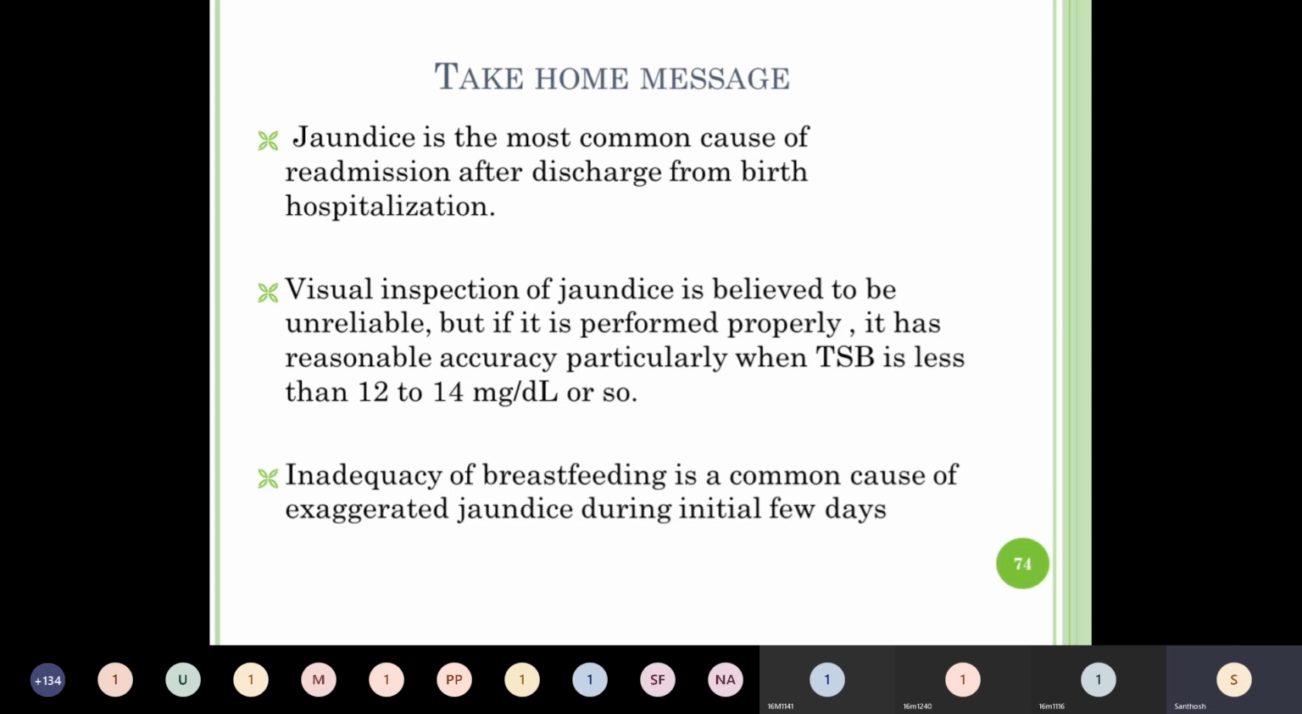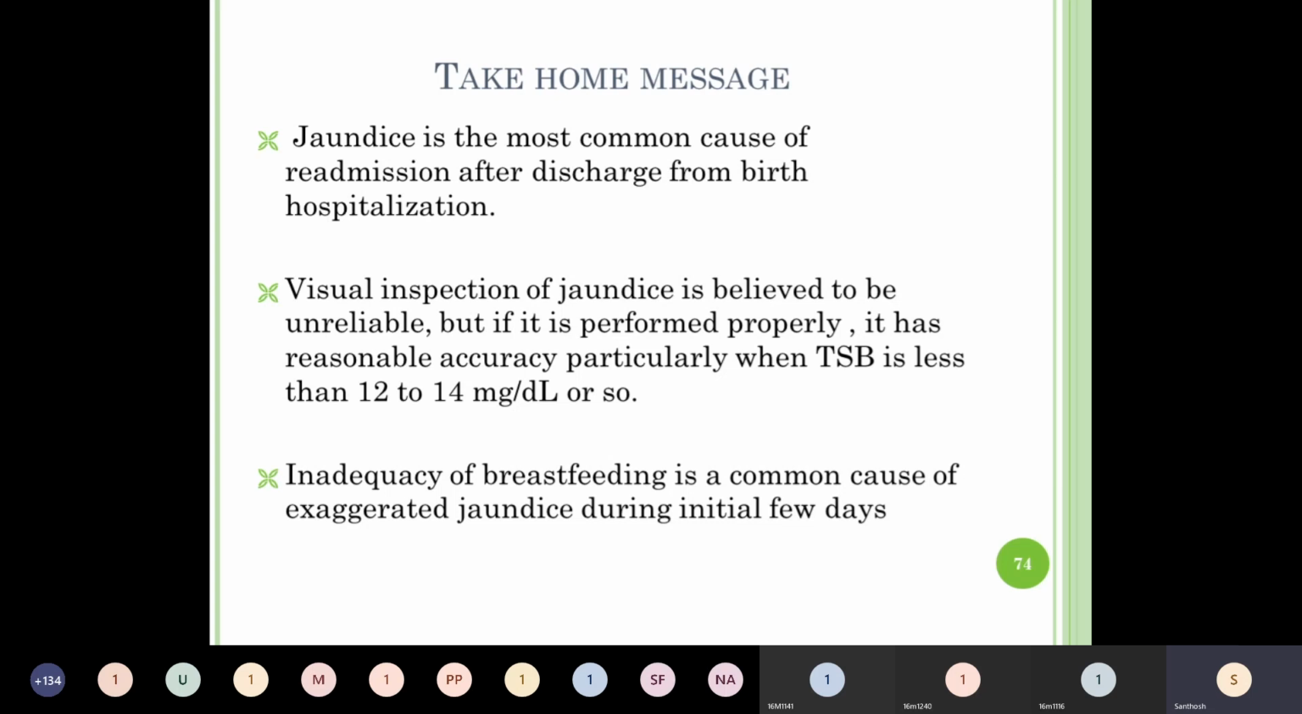Jaundice is the most common disease that is seen in babies. Before discharge, the baby's pre-discharge bilirubin level should be seen and risk factors should be assessed, and ask the baby to come back at 24 hours or 48 hours based on the risk factors. Otherwise, readmission is very common. Visual inspection is unreliable if the bilirubin levels are more than 12 to 14 milligrams, so you need to do serum bilirubin levels.